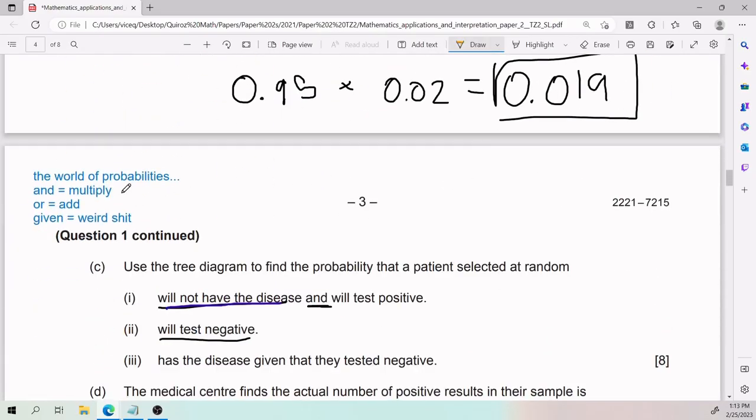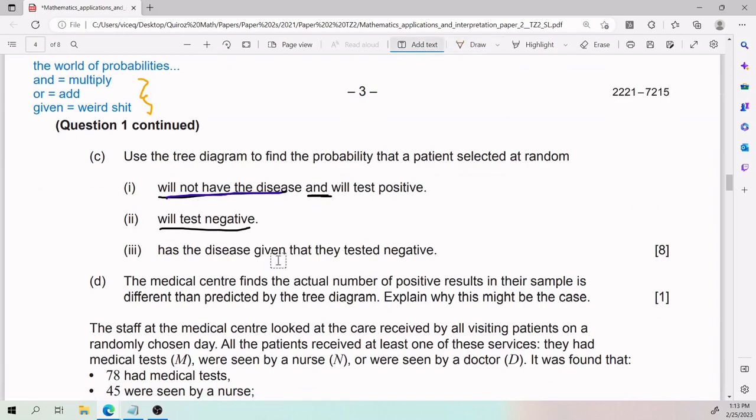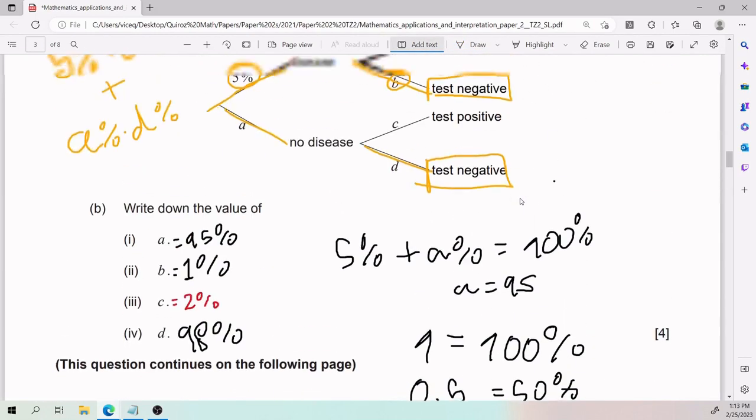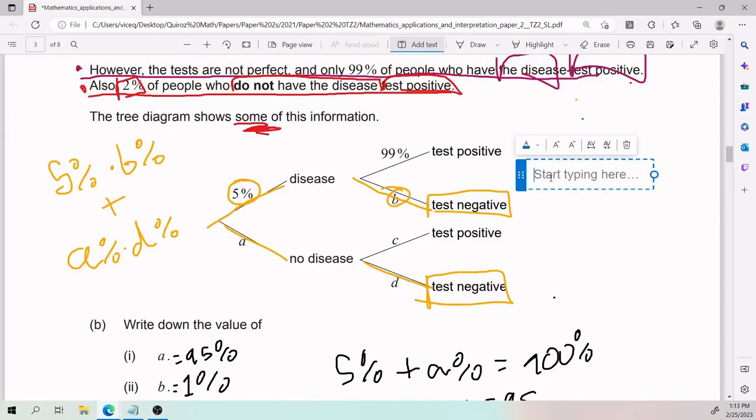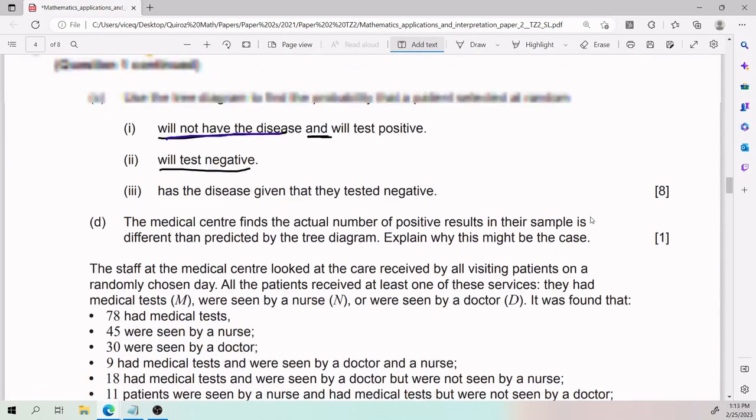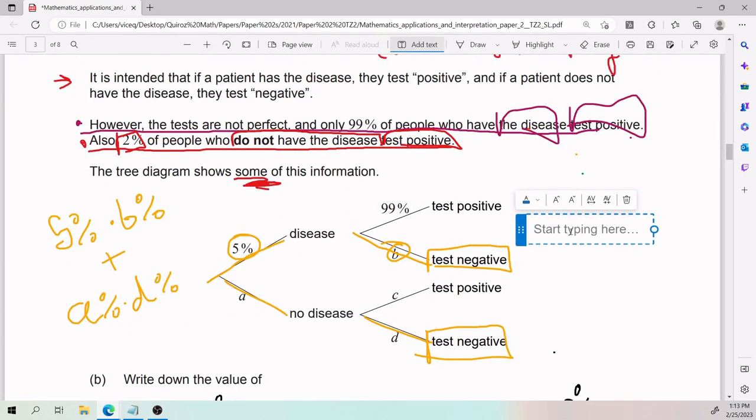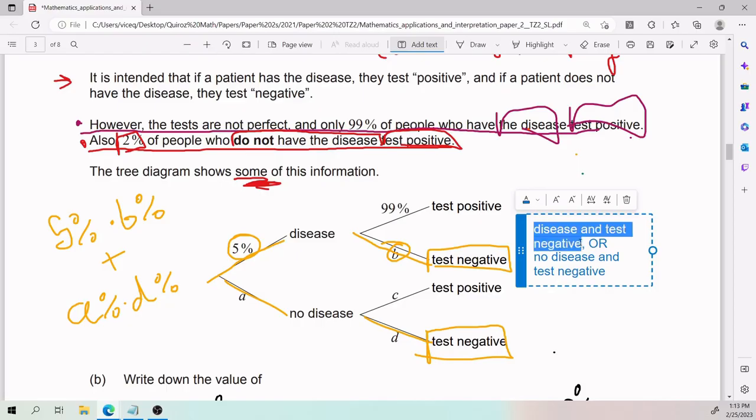Remember when I said that and is multiply and or is add? Well, if you will test negative, then there are two options. Actually, I'm going to do it up here. If you test negative, there are two options. You either have disease and test negative, or no disease and test negative. You have the disease and you test negative, or you have no disease and you test negative.